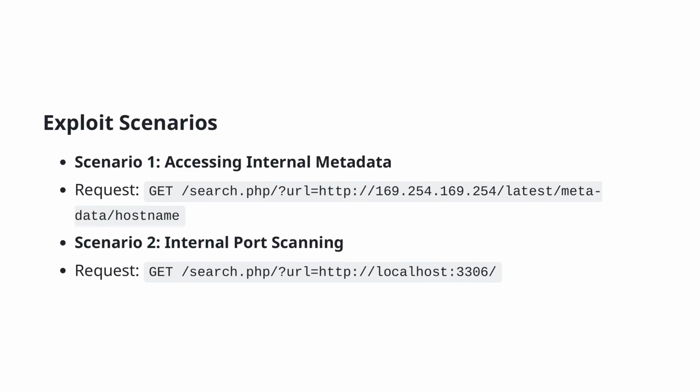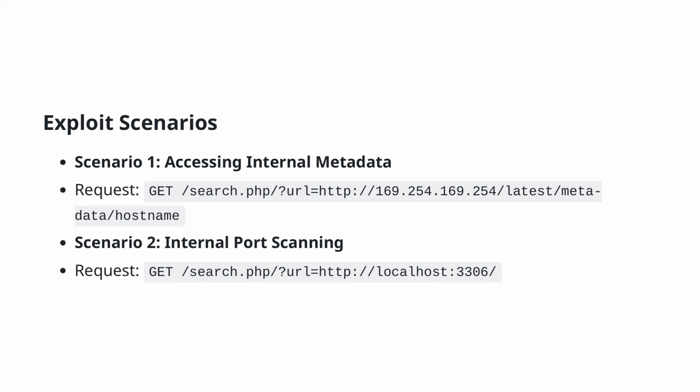resources. In the context of server-side request forgery SSRF attacks, let's delve into some exploit scenarios. First, we have Scenario 1, accessing internal metadata. In this example, an attacker can exploit the SSRF vulnerability to fetch internal metadata of the server.